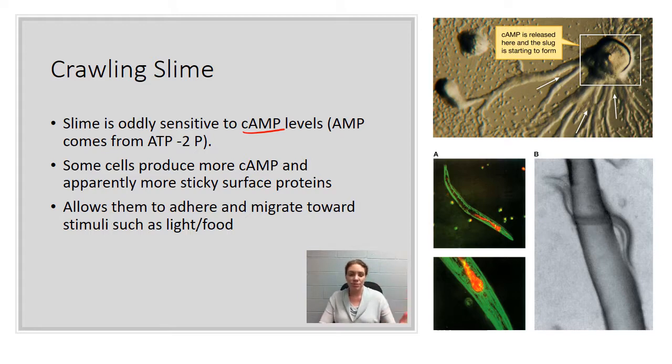So as these cells produce more cyclic AMP, it also triggers them to start making sticky surface proteins that allow these cells to adhere to each other. Think Velcro. And once this has happened, they can actually migrate toward different stimuli, such as light or food.